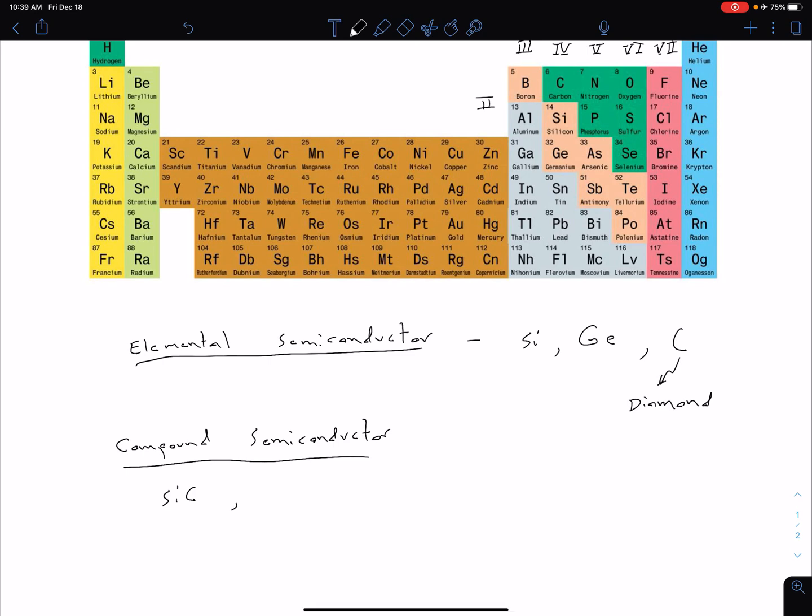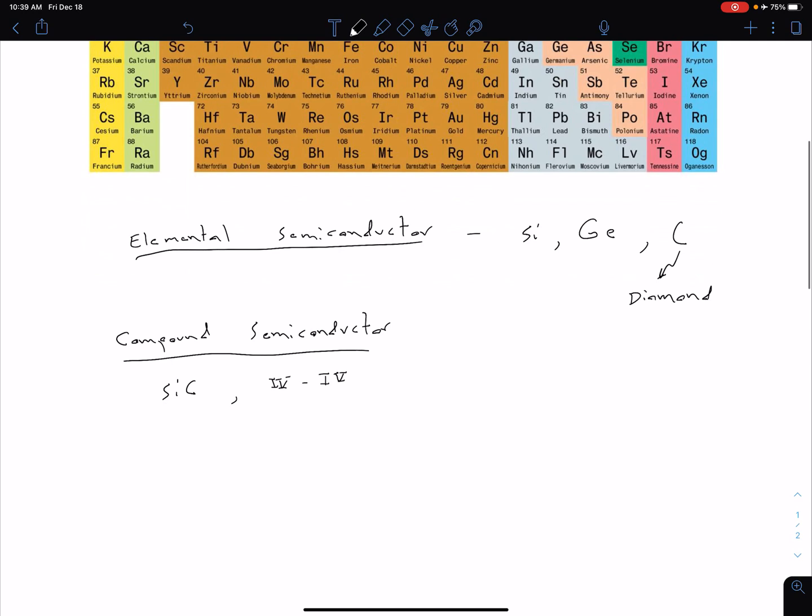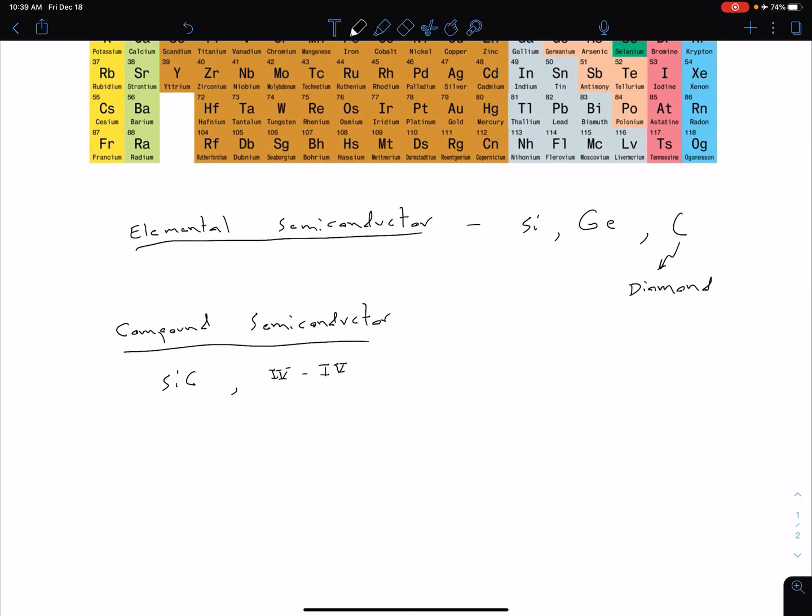And that would be what we would call a IV-IV, so two group 4 elements. I apologize for my sloppy handwriting there. Those are Roman numerals. So we've got silicon carbide.